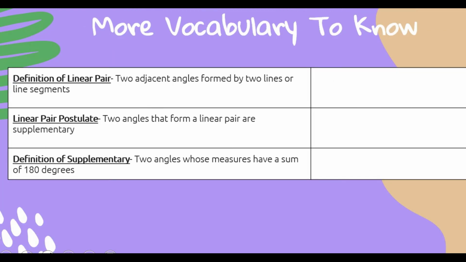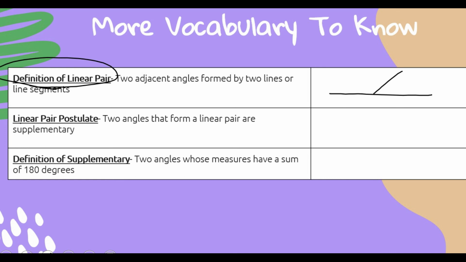These last ones were actually on the vocabulary video. So the first one is definition of a linear pair, and this says two adjacent angles formed by two lines or segments. So let me draw a picture for you. Here you go.